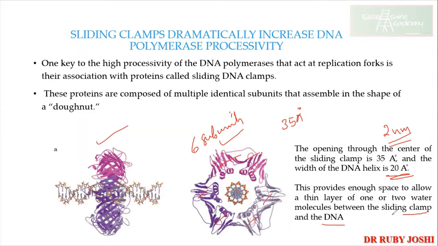Can anyone tell me why the water molecules are present? What is the importance of having water molecules between any two molecules? Here you have your sliding clamp and DNA. So why is the water molecule present? For bonding, ma'am. Hydrogen bonding. Very good. Every time a water molecule is present, it is for interactions, and the interaction a water molecule gives is always hydrogen bonds. So it helps in the interactions between the proteins. What is the protein over here? The sliding clamp, and the DNA. So here we have small, weak associations in the form of hydrogen bonds. Good.